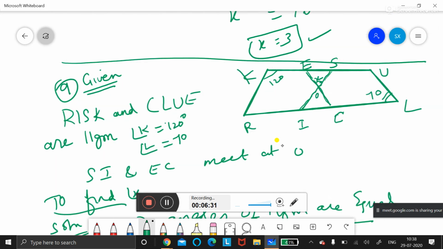See, now listen. See the figure first. First you understand the figure. This is 120. This is RISK. Check only RISK. This is also 120. Correct? If this is 120, what will be R? If I is 120, what will be R in parallelogram RISK? 60 degrees.